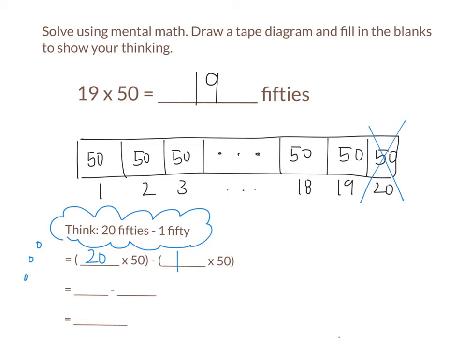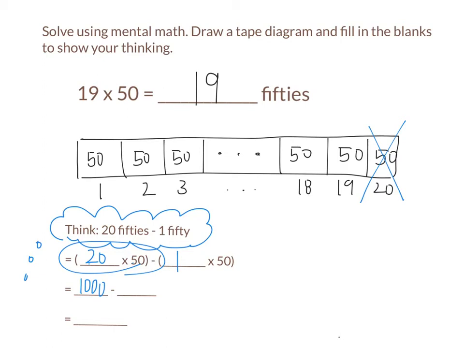I had 20 50s, so 20 times 50, and I'm going to take away one of those 50s. It's a lot easier to think about 20 times 50 because I can just do 2 times 5, which is 10. And then how many extra factors of 0 do I have? 2. So how many zeros do I have to add? 2. So I have 20 times 50, which is 1,000. So 20 50s, the value of that is 1,000, right?